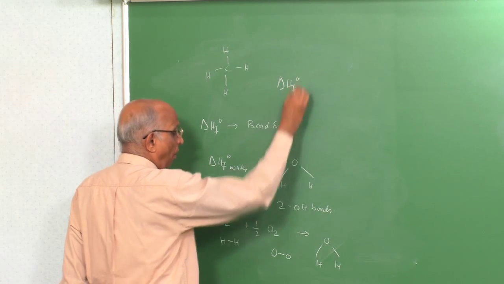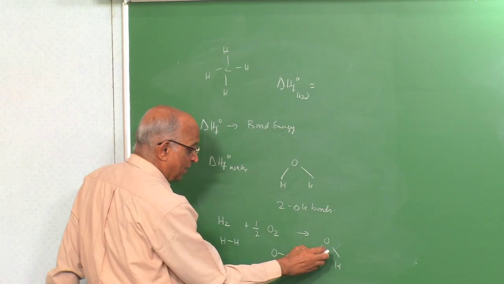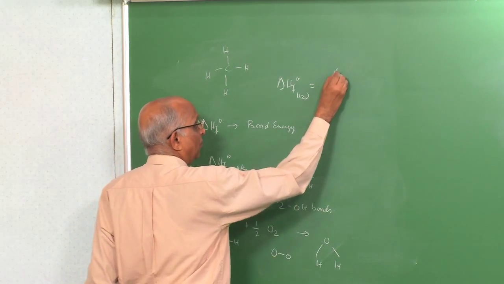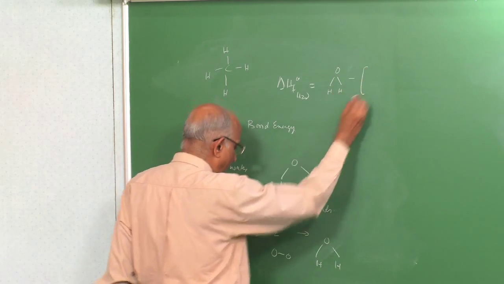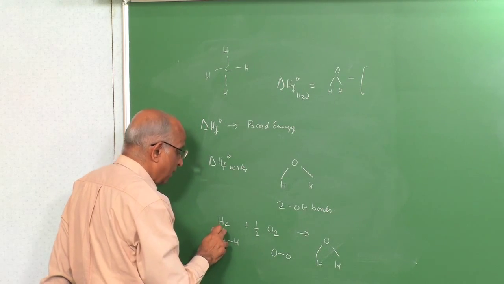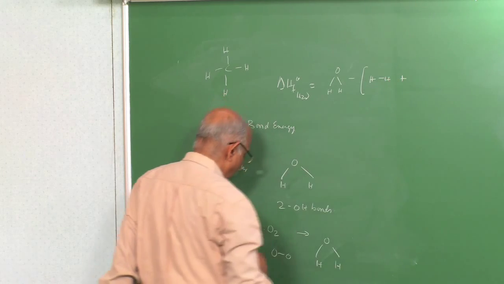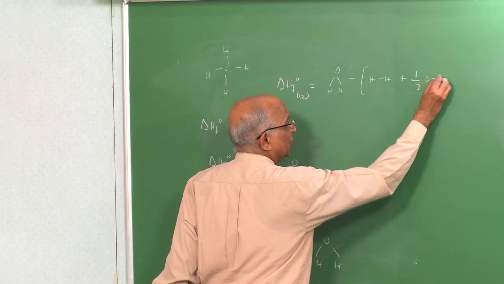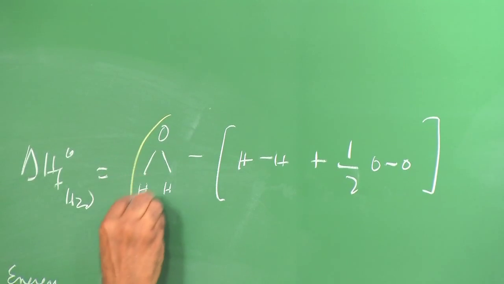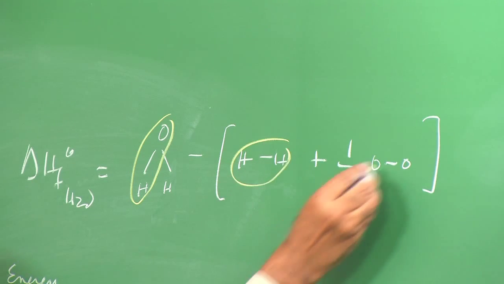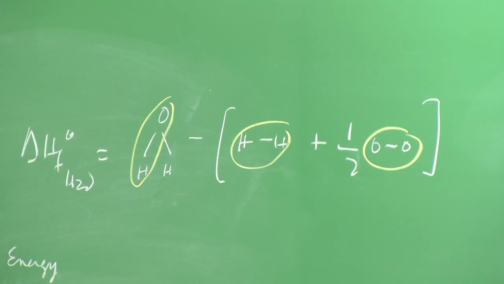the heat of formation of the product, which is water here, is equal to the bond energy available to me for the structure. That means I have 2 OH bonds available, minus the bond energy of the HH bond, plus half a mole, that means half the bond energy of the OO bond. And these bond energies, of the OH bond, the HH bond, the OO bond, are all available in literature. Chemists have determined the values of these bonds, and let us take some values.